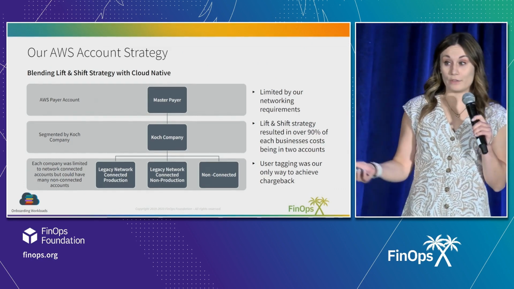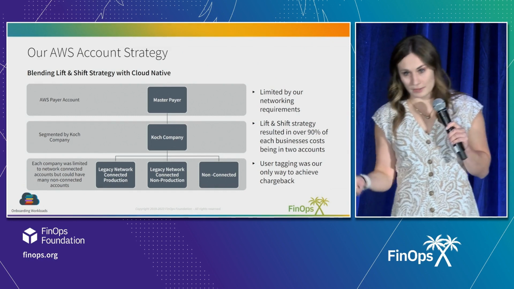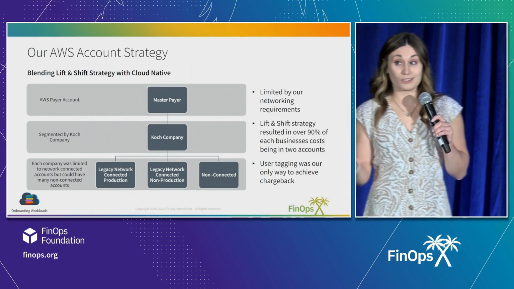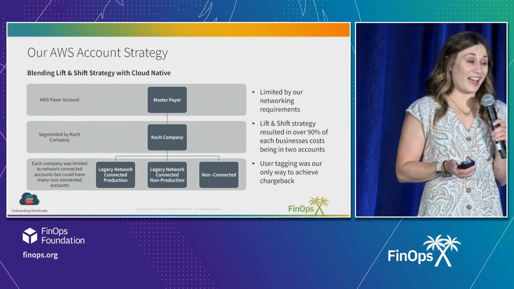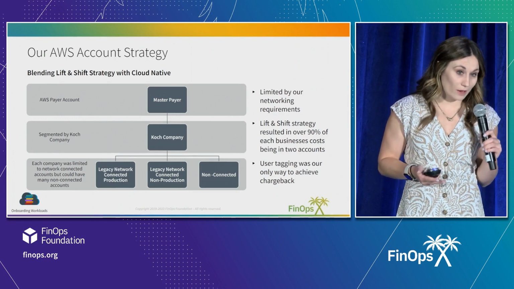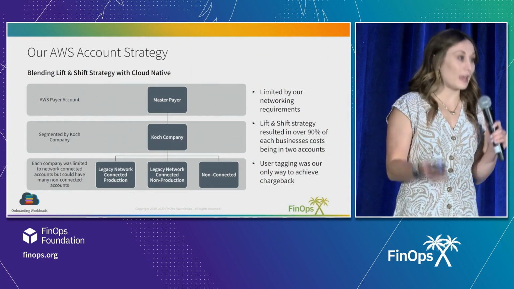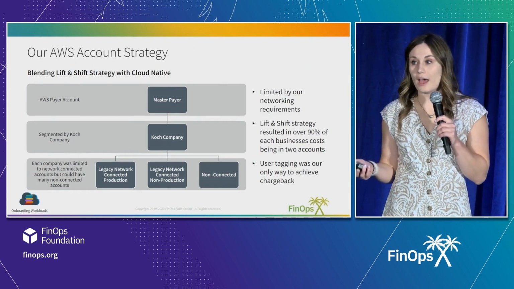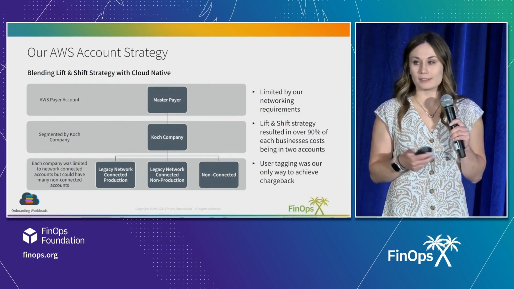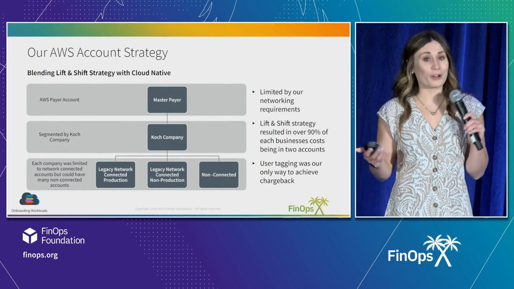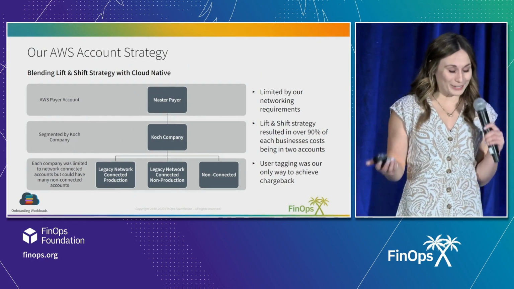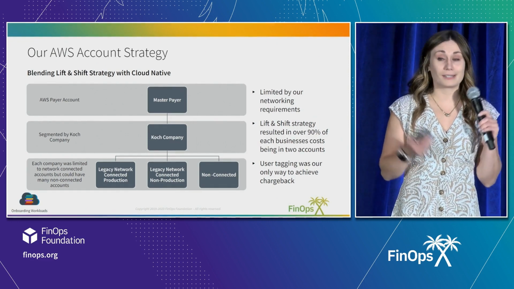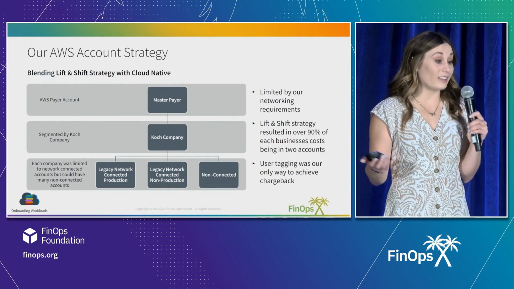Because we did a lot of manufacturing, our applications really couldn't be cloud native. Many of them were lift and shift. And what resulted was almost all of the businesses had 90% of their cost in 2 accounts. Multiple applications and multiple teams all sharing 1 account, which made us really rely on user tagging. And I know most of you know, users aren't great at tagging the resources if they don't have to. So we ended up with a lot of untagged spend in 2 accounts and a lack of ownership.